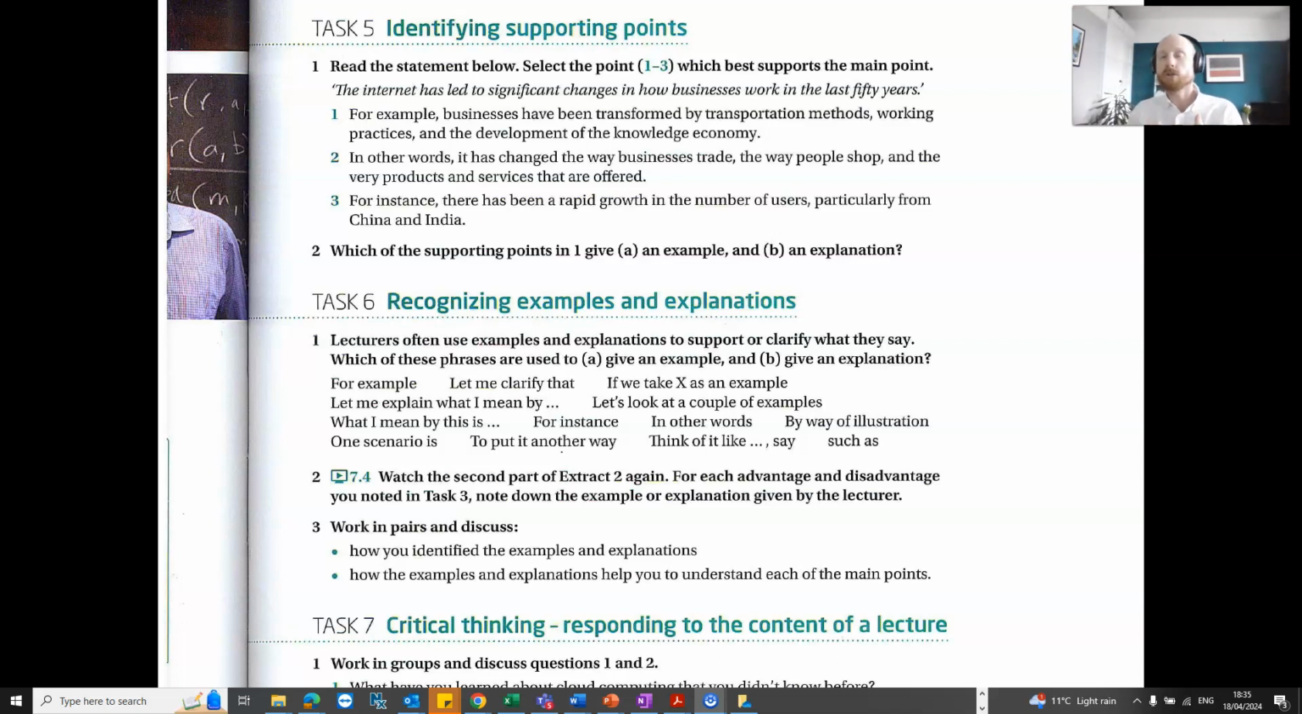This is also an opportunity to practice using symbols and abbreviations when you're note taking, so you can make lots of notes in the short time during which the lecturer is speaking really quickly.